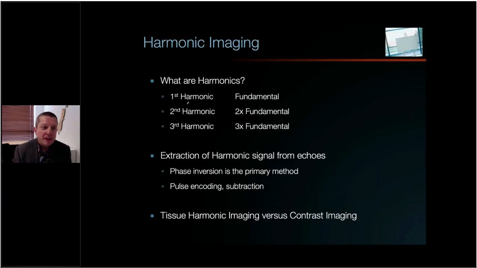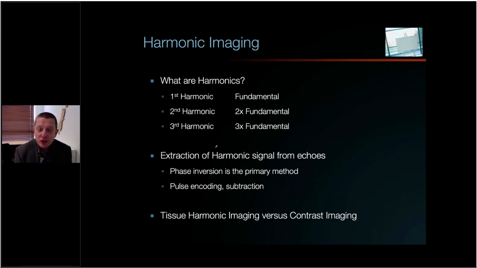So when we talk about harmonics, the first harmonic is really the fundamental frequency. So for instance, when you're using a 3 megahertz transducer, 3 megahertz is the first harmonic. The second harmonic is twice the fundamental, so it'll be 6 megahertz. Third harmonic, 3 times the fundamental. So in the case of a 6 megahertz transducer, it would be 18 megahertz, for example.